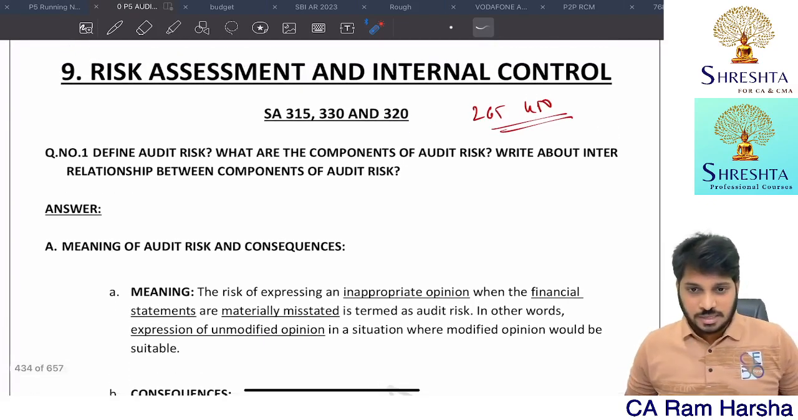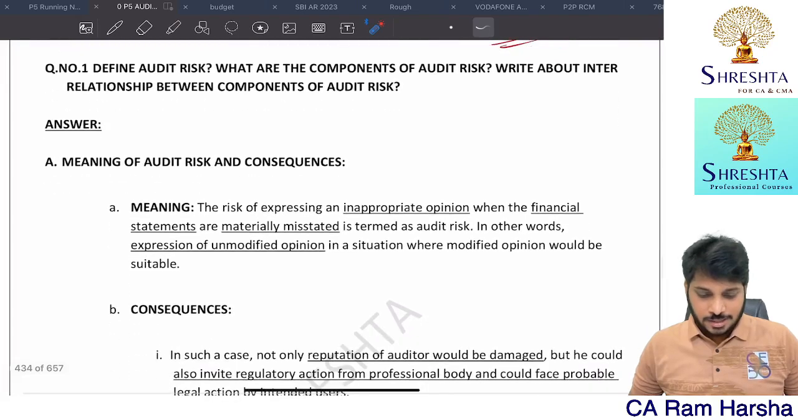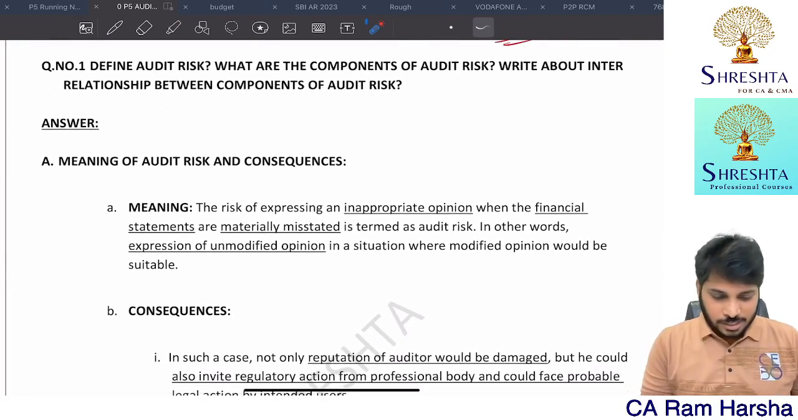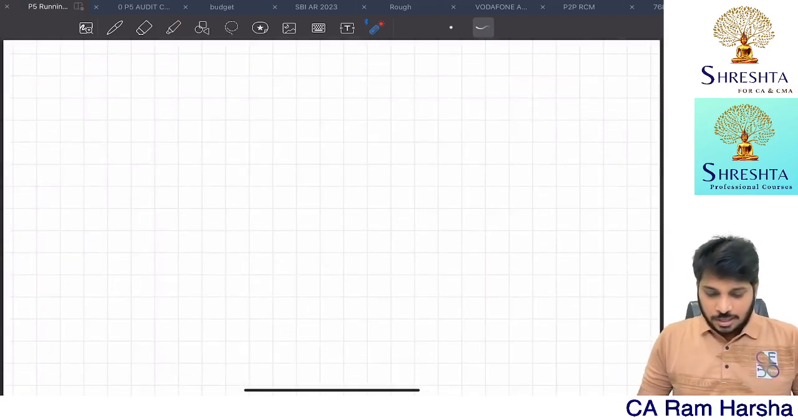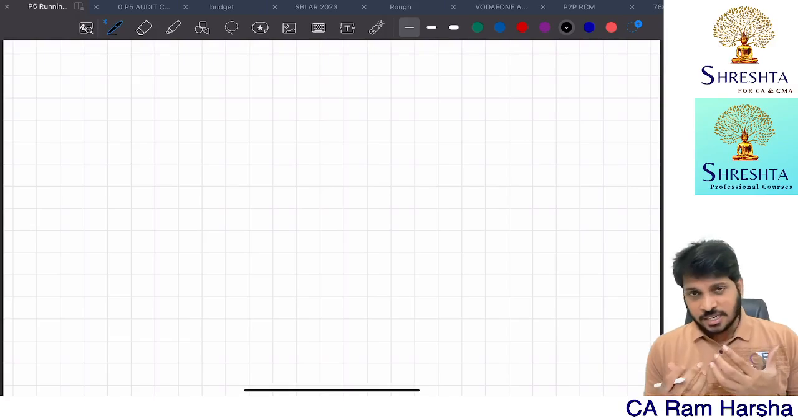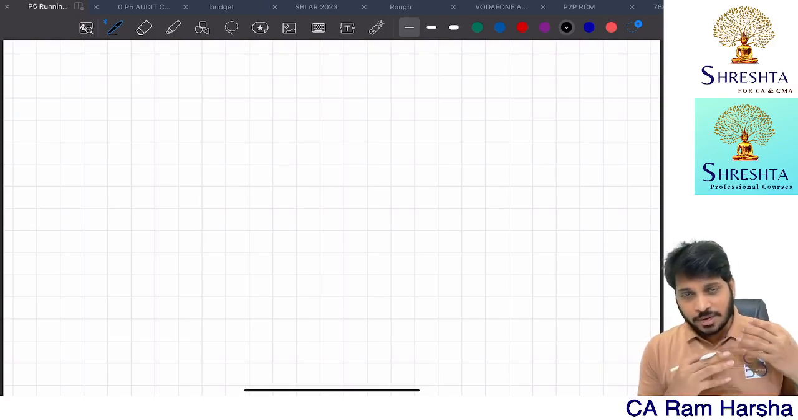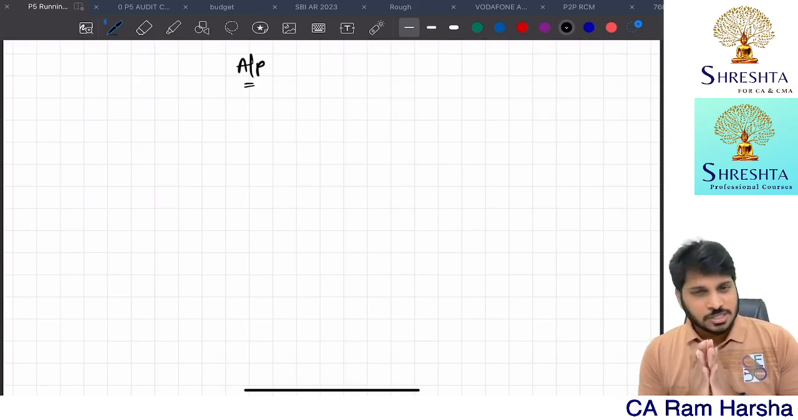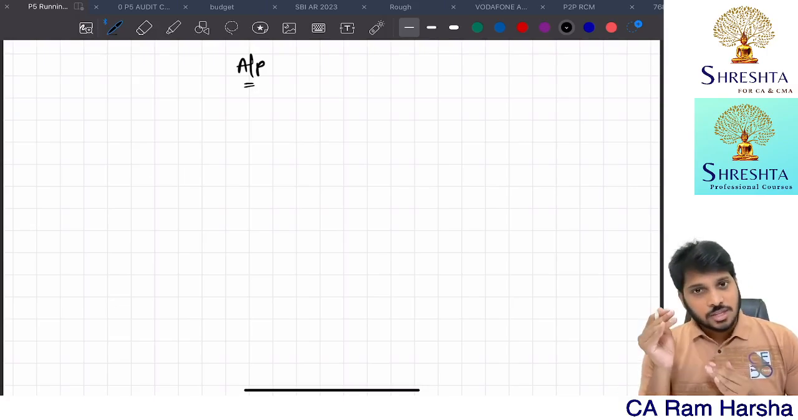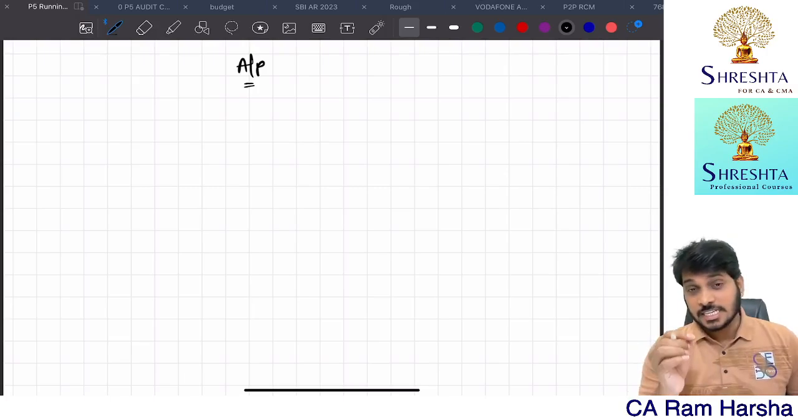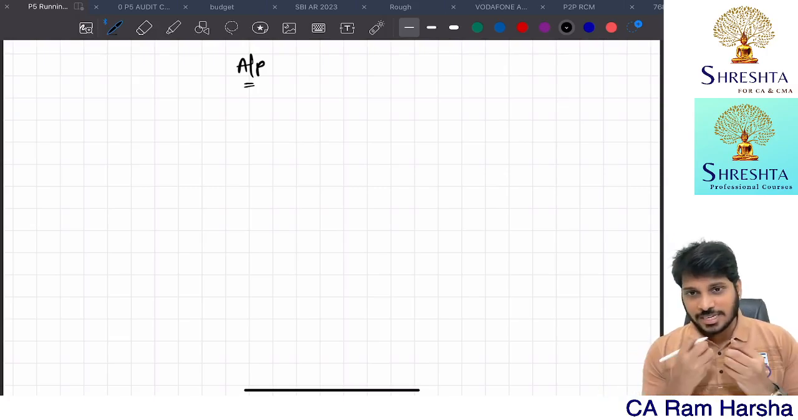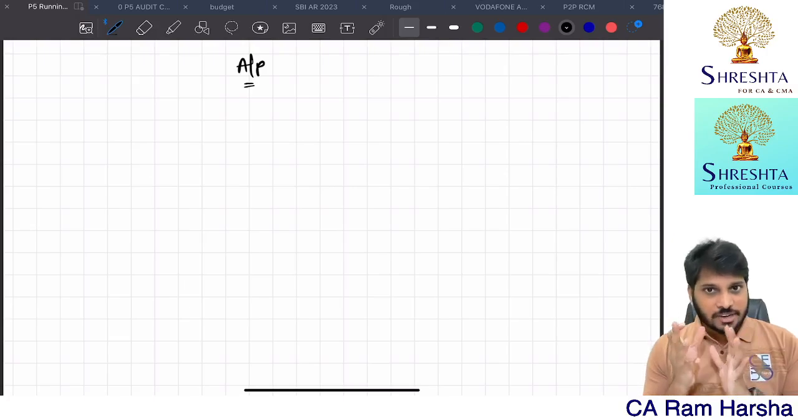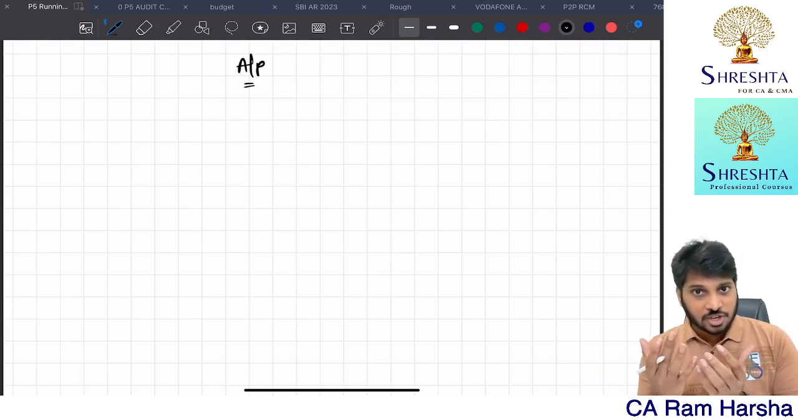So risk assessment and internal control. First of all, what is this chapter all about? Once again, I'm recollecting that in the analytical procedures topic introduction and documentation topic introduction also, I spoke about this. Whatever we do in audit is called audit procedure. Tell me, what is the objective of auditor? The objective of auditor is to obtain reasonable assurance whether the financial statements are free from material misstatements or not. We want to get reasonable assurance and ensure that the financial statements are prepared as per applicable financial reporting framework.